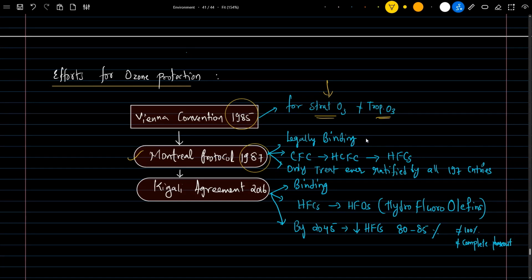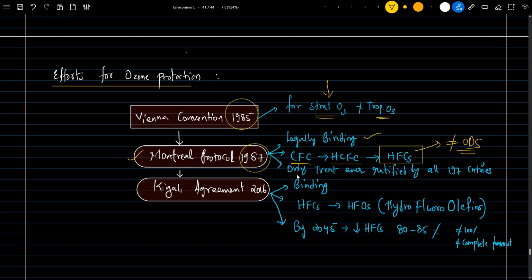This protocol was legally binding. What it says is that presently we are using chlorofluorocarbons, which are ozone depleting substances. They should be replaced with hydrochlorofluorocarbons and eventually we need to move to hydrofluorocarbons. Hydrofluorocarbon is not an ozone depleting substance, so that stratospheric ozone can be saved, and no ozone depletion or ozone hole will be formed. This is the major idea behind the Montreal Protocol 1987.